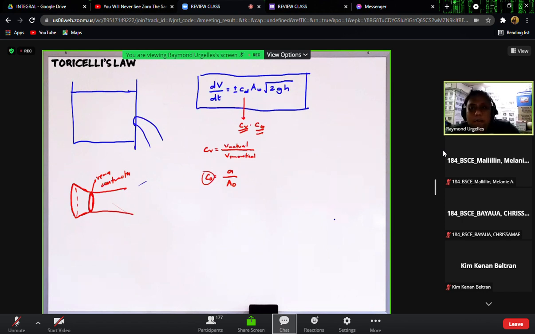Ayan. So yung area ng orifice natin is just pi multiplied by yung radius ng orifice natin squared.